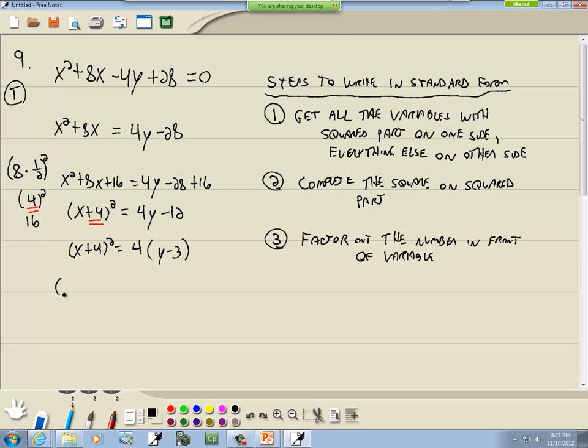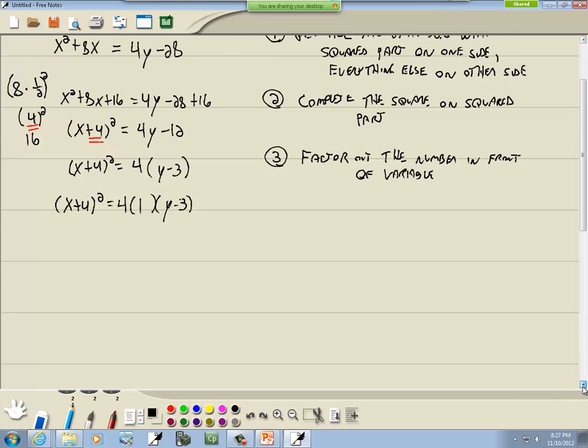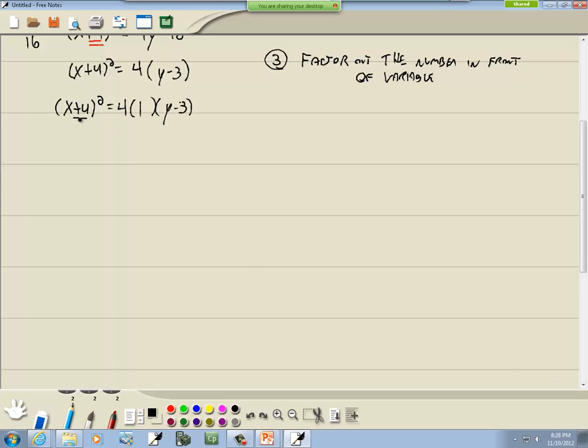And a little bit of rewriting. We got x plus 4 squared is equal, want to rewrite that as 4 times something. Well, 4 is 4 times 1. So now we can identify our various items. Number with your x is h. It's all opposite signs. So we got h is negative 4. This is p. It's same sign, so p is 1. And this is k, and it's opposite sign, so k will be 3. Now our vertex will be h, k, which is negative 4, 3.